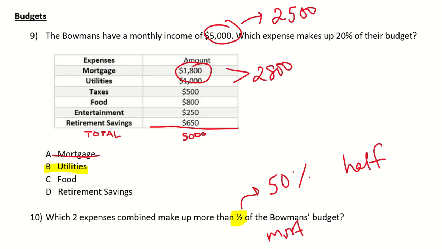So it is mortgage and utilities. Oh, my handwriting is so terrible. Mortgage, utilities. All right, that's your answer there.